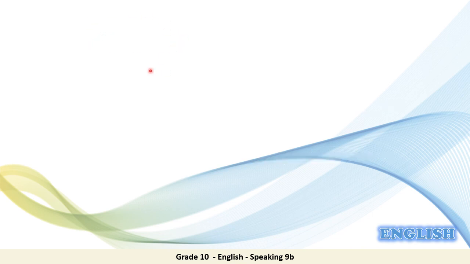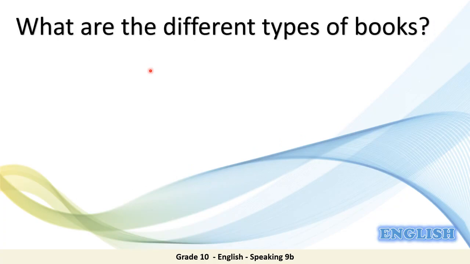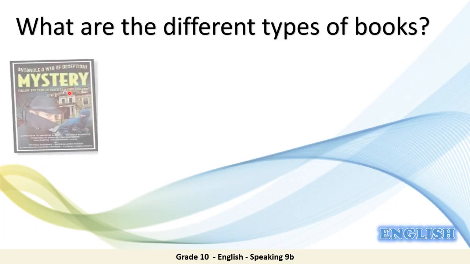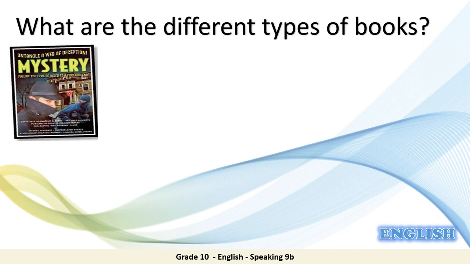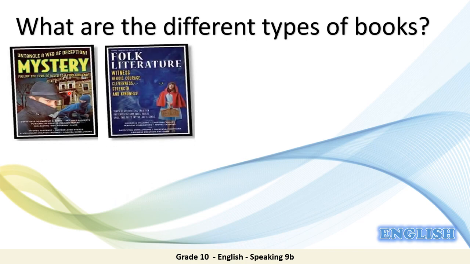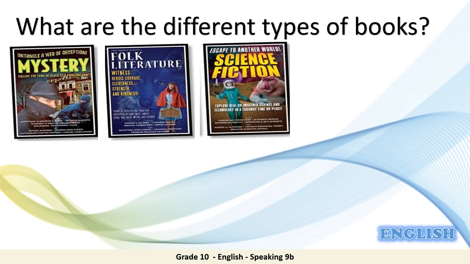Now let's start with the following question. What are the different types of books? Please pause the video for a while. Try to mention as many types of books as you can. Now let's find out the answer together. We have mystery books, folk literature. We also have science fiction novels.